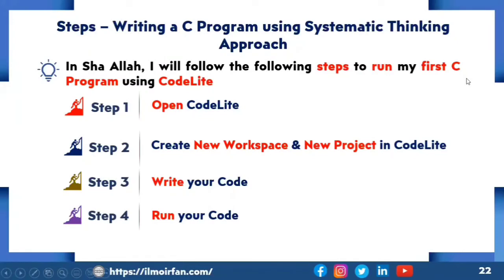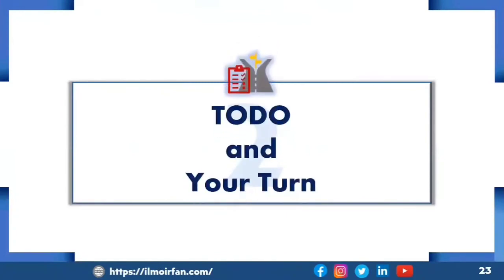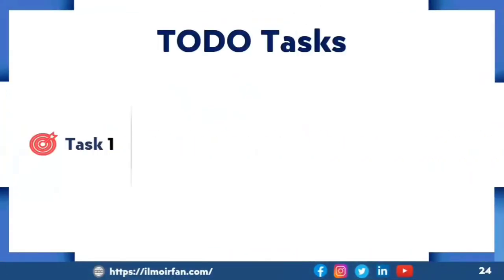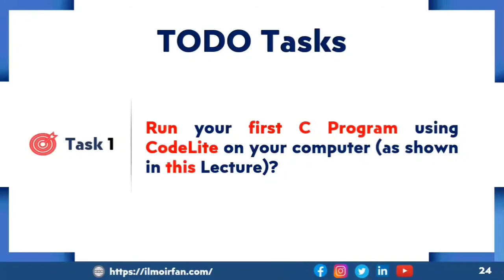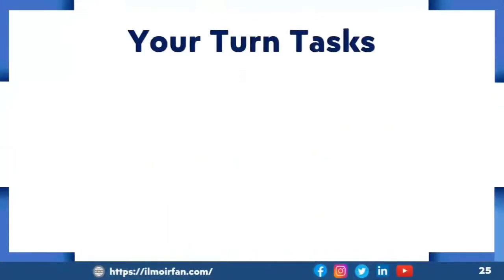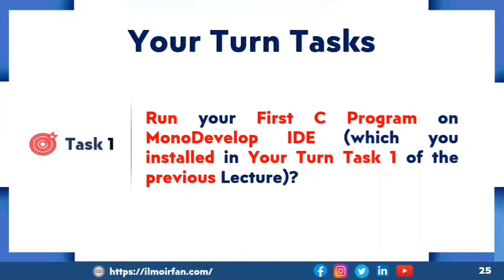To summarize, I used a step-by-step process to completely and correctly run my first C program on CodeLite 16.0 in Windows 10. Now the to-do and your turn tasks. The to-do task for this part of lecture is run your first C program using CodeLite on your computer as shown in this lecture. And your turn task is run your first C program on MonoDevelop IDE, which you installed in your turn task of previous lecture.